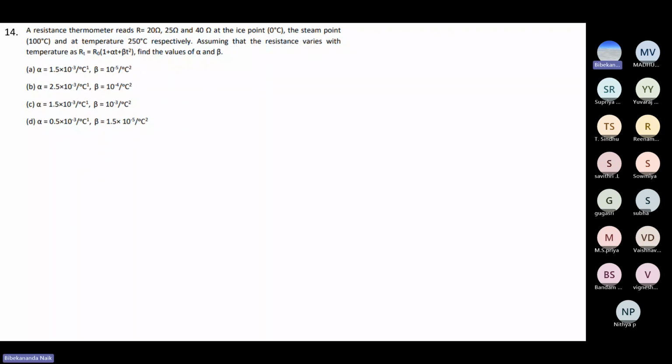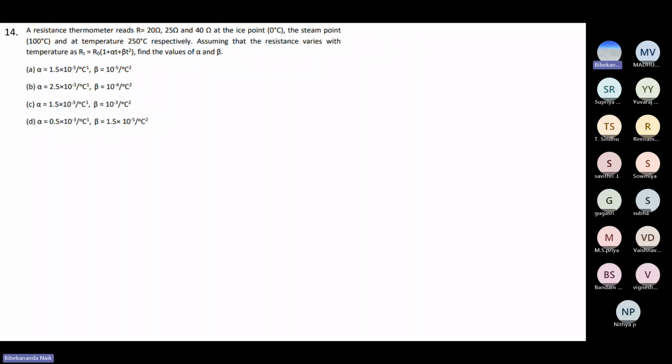Okay, so the question says a resistance thermometer reads 20 ohm, 25 ohm, and 40 ohm at the ice point, the steam point, and the temperature 250 degrees respectively. Assuming that the resistance varies with temperature as R_T equals R0 into 1 plus alpha T plus beta T squared, find the value of alpha and beta.